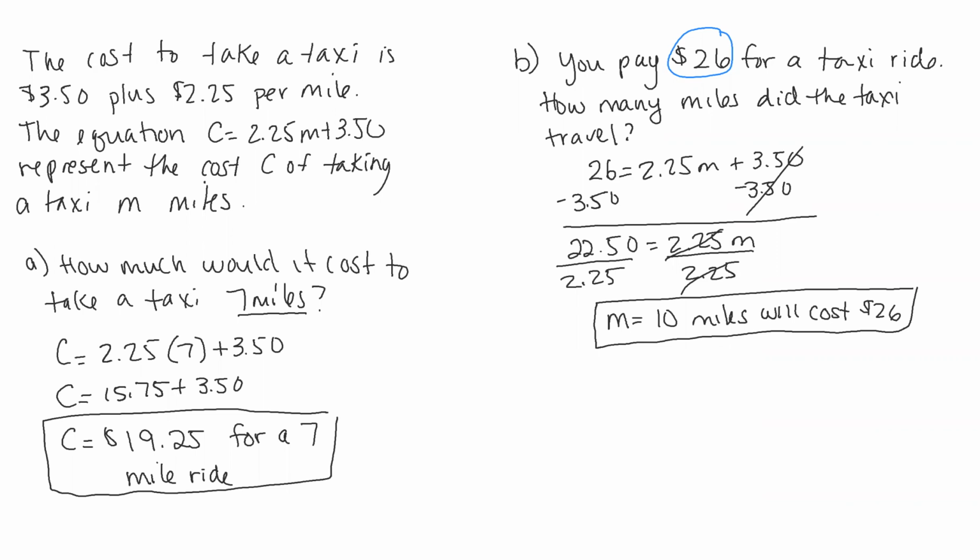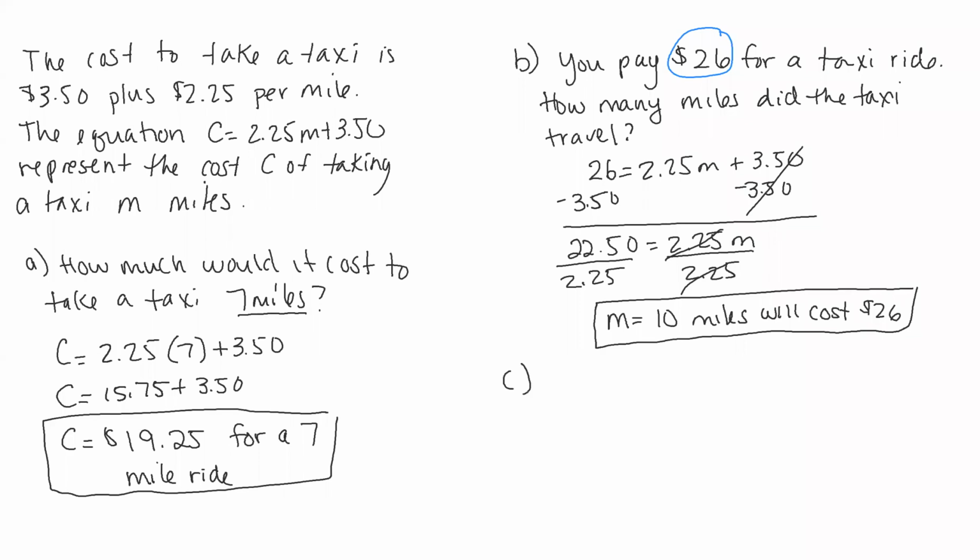Don't forget to label your final answers, okay? Naked numbers don't mean anything. If you just did C equals 19.25, my question to you would be 19.25 what? 19.25 inches? 19.25 donkeys? No, $19.25 to ride 7 miles in the taxi, okay?